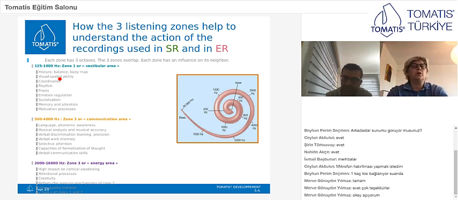And you see that the 3 zones work differently on different attentional memory processes. So you have them in zone 1, zone 2, and zone 3.